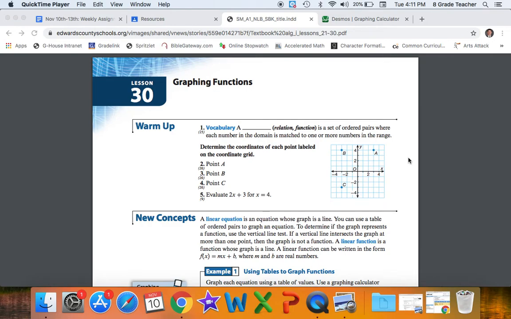Algebra 1, Lesson 30, Graphing Functions. Our new concepts today are linear equations. A linear equation is an equation whose graph is a line. You can use a table of ordered pairs to graph an equation.